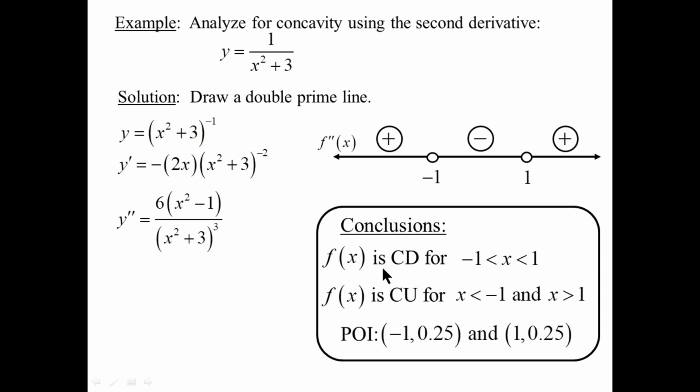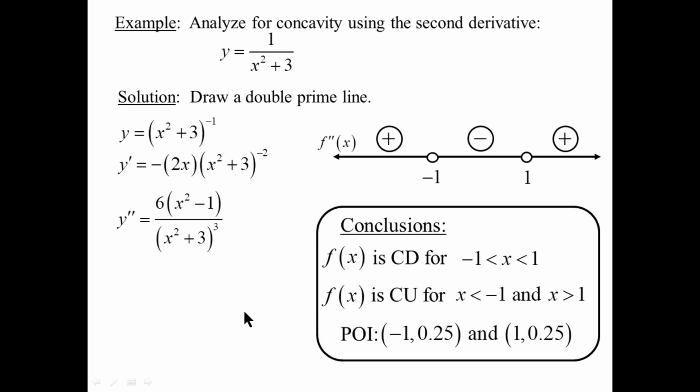Points of inflection at x equals -1. And where does the y value come from? Placing -1 right into where y values come from: -1 squared is 1 plus 3 is 4, and 1/4 is 0.25. So -1, 0.25, and +1, 0.25. Because again, if you sub in 1, you get 1 squared, which is 1 plus 3 is 4, and 1/4 is 0.25.